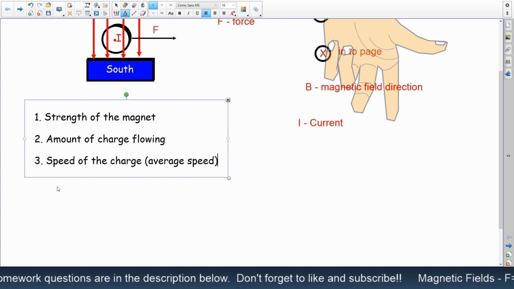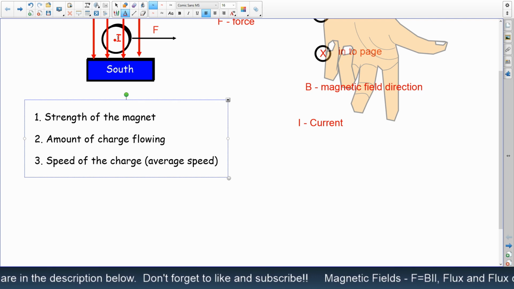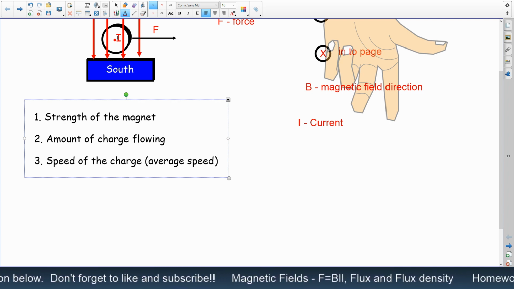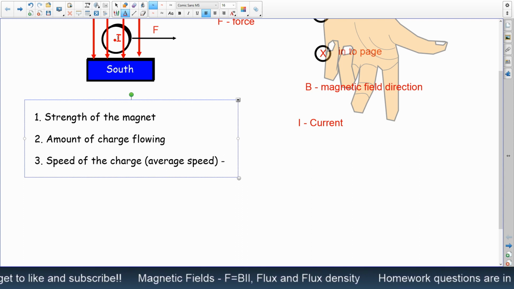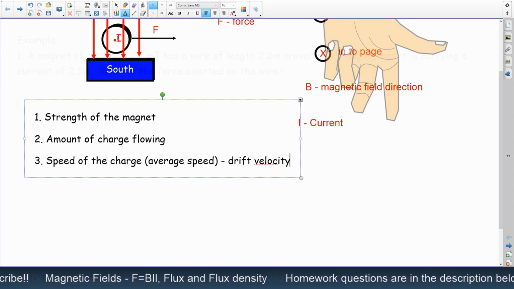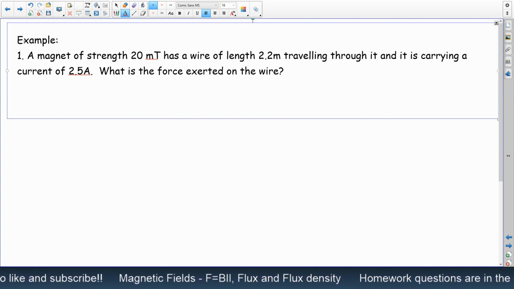Because if you've got something like a wire here and you've got current coming towards you, then it's true that most of the charges are coming towards you, but some are traveling the other way, and there's an average speed coming along here. And this is sometimes called the drift velocity of the charges.